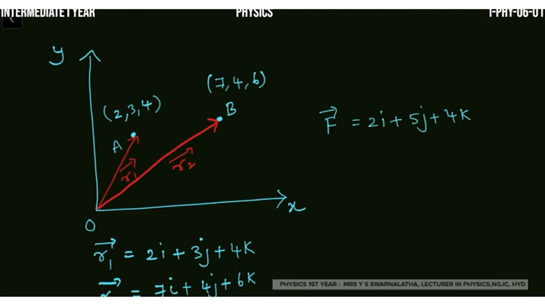So now we should find out the work done by moving this particle from A to B. Position vectors R1 and R2 are given. Force vector is given. So we should find out work done.